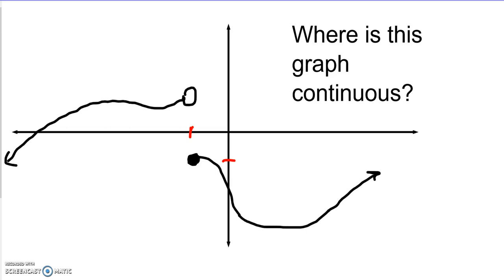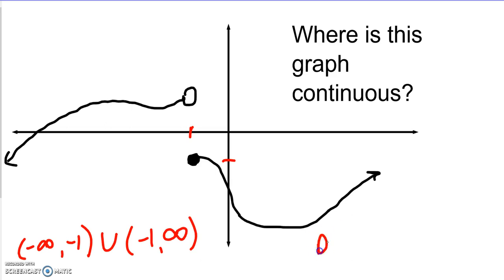So if you take a look at this one, here we have a graph. Where is this graph continuous? Well, obviously, at -1 it has a gap. So that's where the continuity breaks. So it is continuous over the interval -infinity to -1, you can either use a union or a comma, -1 to +infinity. We could also describe it as discontinuous at x equals -1.